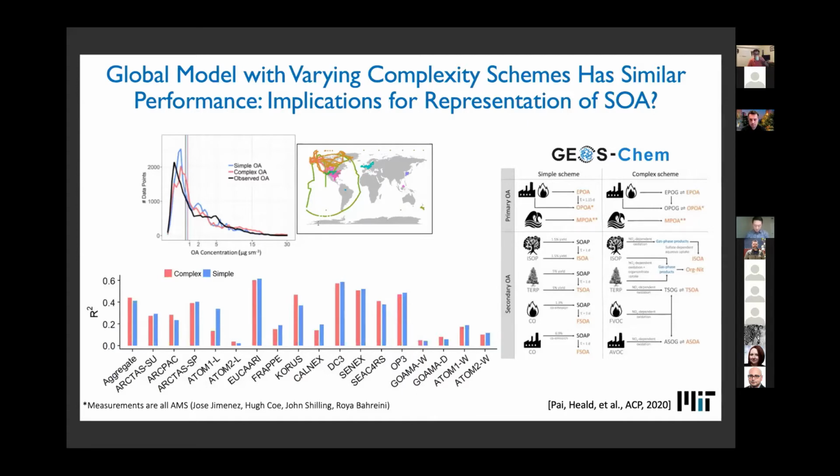despite really very different schemes, very different complexities. And in some cases, the simple scheme actually outperformed the complex scheme, which we were very surprised to see. This was not the result that we anticipated, and I think it really leaves us scratching our head about what that means about global models, and perhaps how we think about translating constraints from the lab into models so that we can have more successful representations of SOA, and or what other limitations on SOA might be.